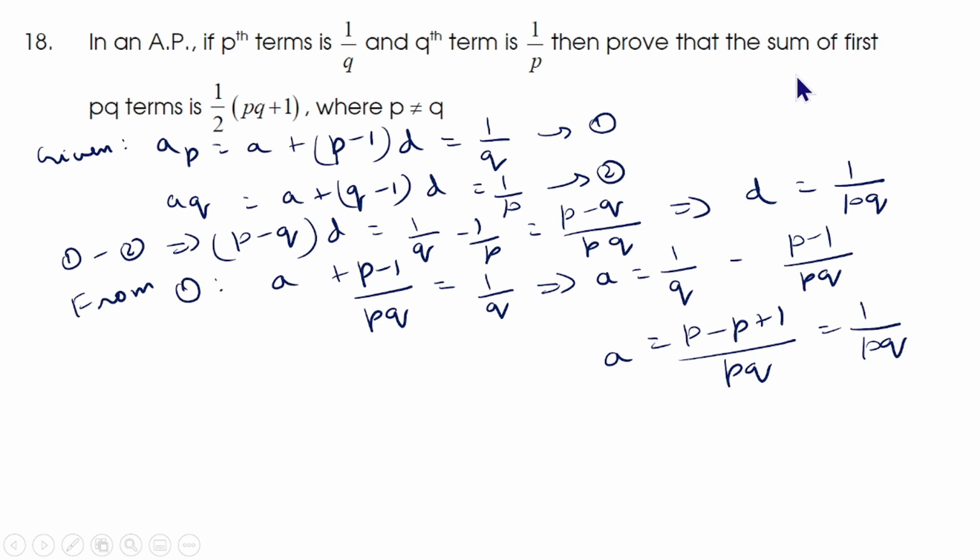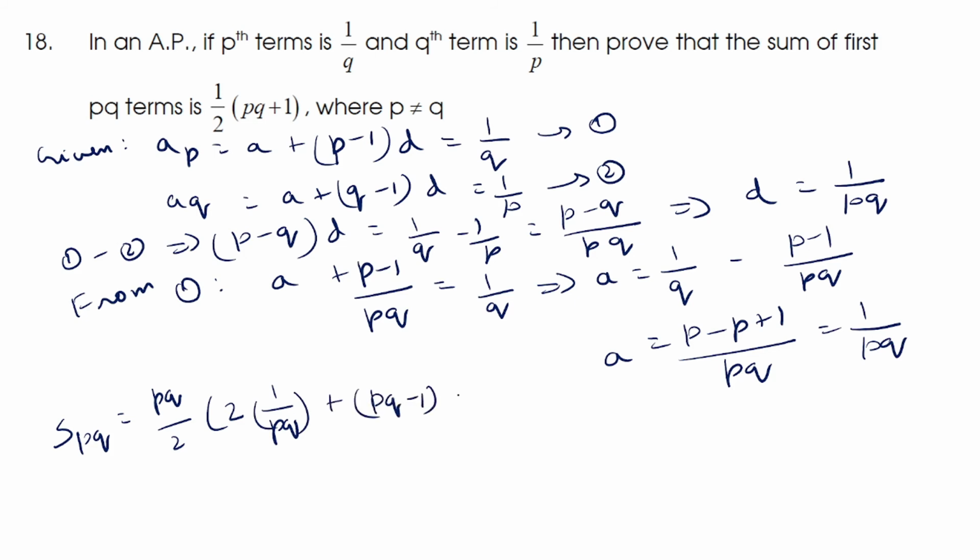Now the sum of the first PQ terms is SPQ is equal to PQ by 2 into (2A plus (n minus 1) into D). So here A is 1 by PQ. 2 into 1 by PQ plus (PQ minus 1) into 1 by PQ.